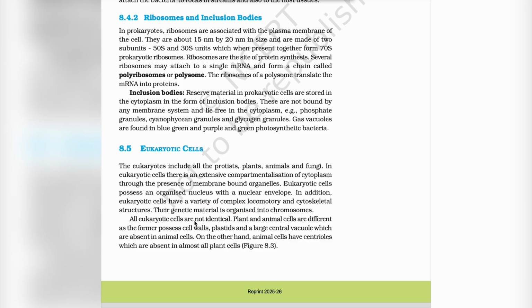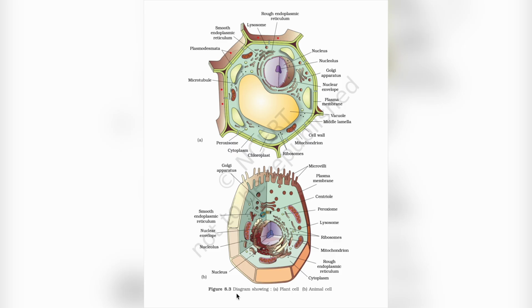All eukaryotic cells are not identical. Plant and animal cells are different, as the former possess cell walls, plastids and a large central vacuole which are absent in animal cells. On the other hand, animal cells have centrioles which are absent in almost all plant cells, as you can see in figure 8.3. So this is figure 8.3 that shows a plant cell and an animal cell.